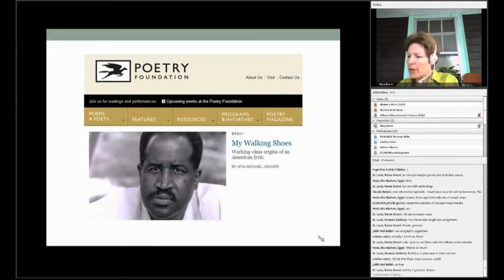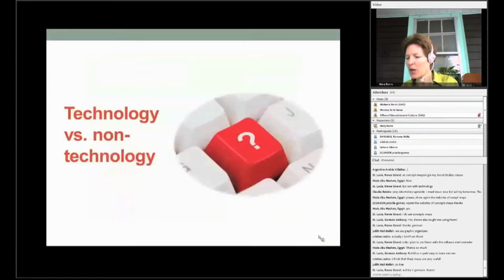And the internet is really the world's largest library. So students can access all genres of writing. In this example, this is the Poetry Foundation, where you can read poetry, you can write your own poetry, you can actually talk to poetry. There's a poetry magazine, and a lot of this content is absolutely free.